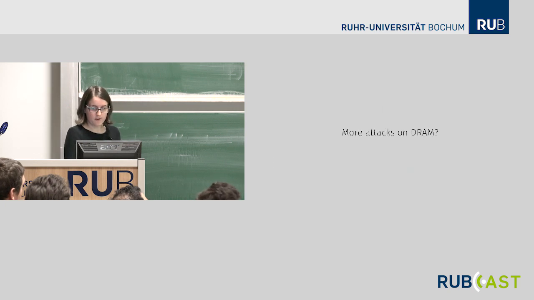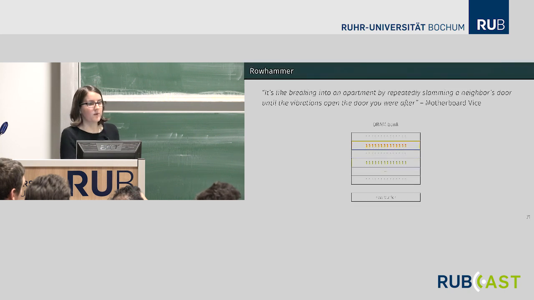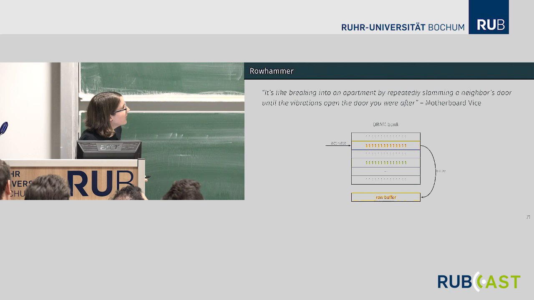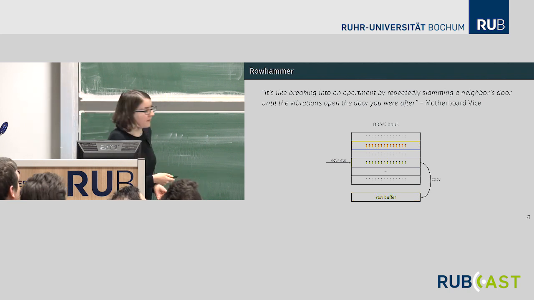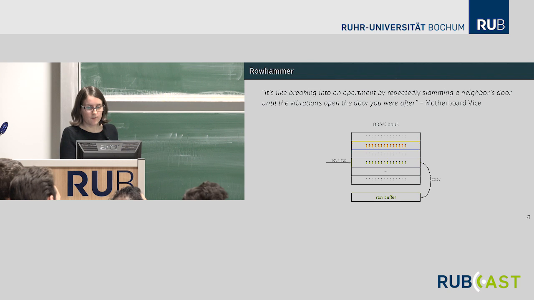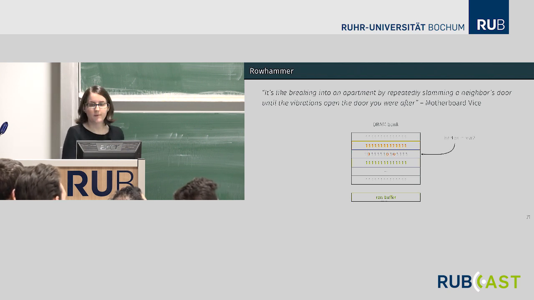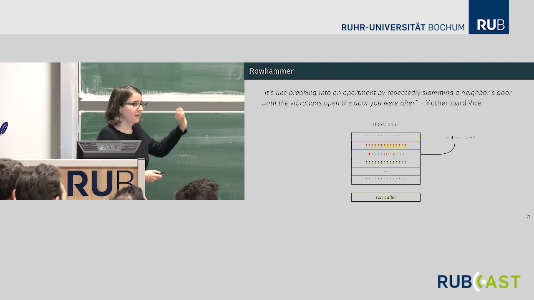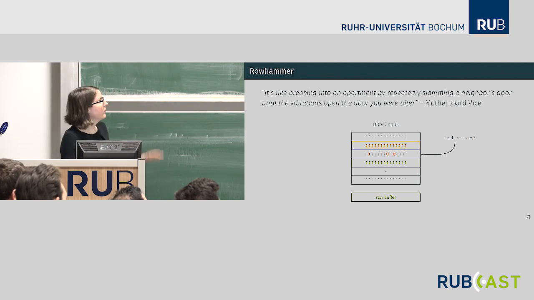So, more attacks on DRAM, maybe the rowhammer attack. Rowhammer was explained really nicely by Motherboard Vice. They said it's like breaking into an apartment by repeatedly slamming a neighbor's door until the vibrations open the door you were after. I really like this quote. So this works by activating one row and then another row, etc., until you have your bit flips in a row that you absolutely never accessed. So this is quite bad.